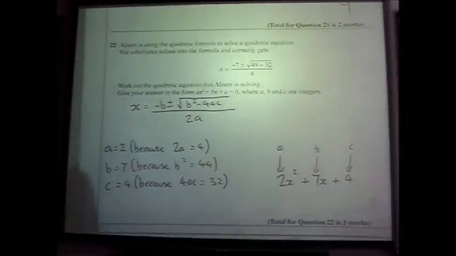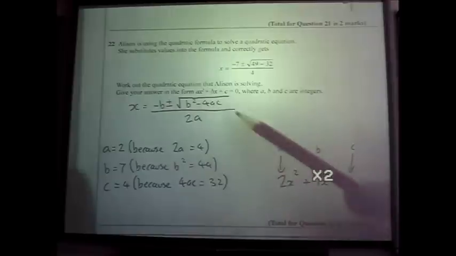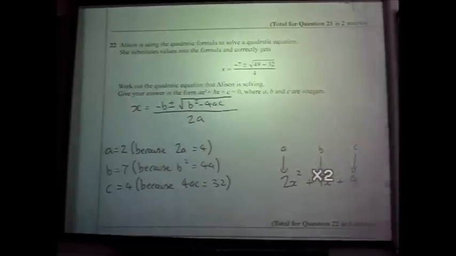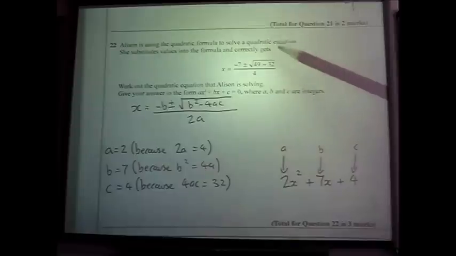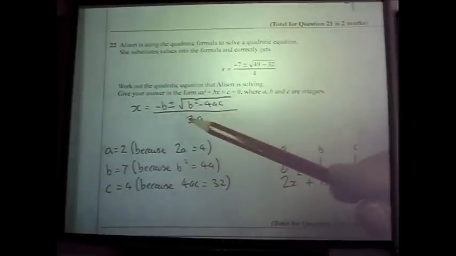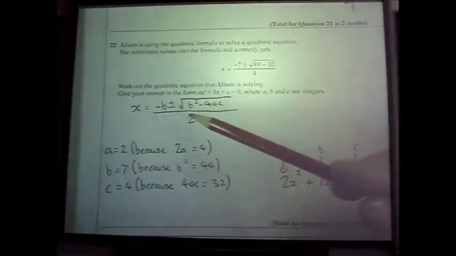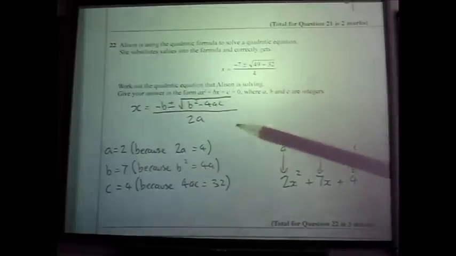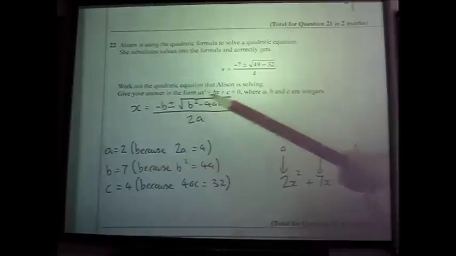Right, question 22. Alison is using the quadratic formula. By the way, this is written at the front of the exam paper, so if you don't remember it, have a look for it. To solve a quadratic equation, she substitutes the values into the formula and correctly gets that. Right, so she started off with this, and she substituted in the values of A, B and C, and it gives her this. And what the question is asking is, what are the values of A, B and C?